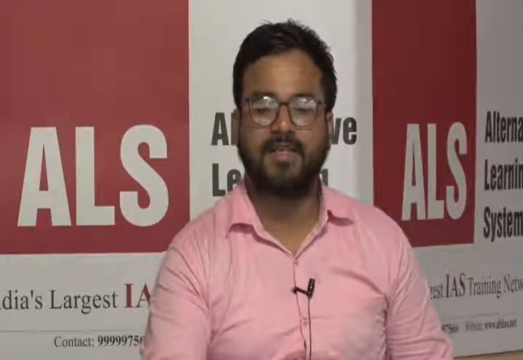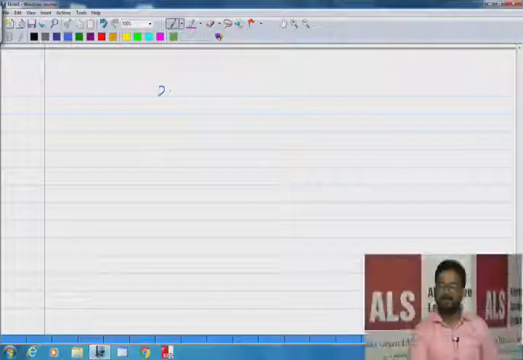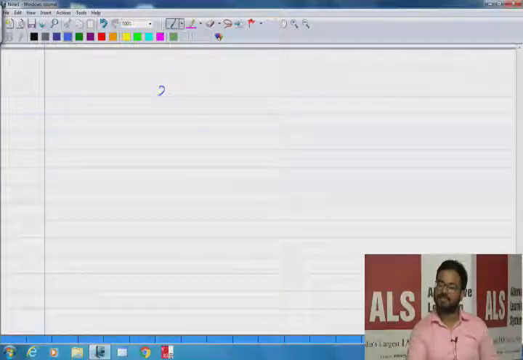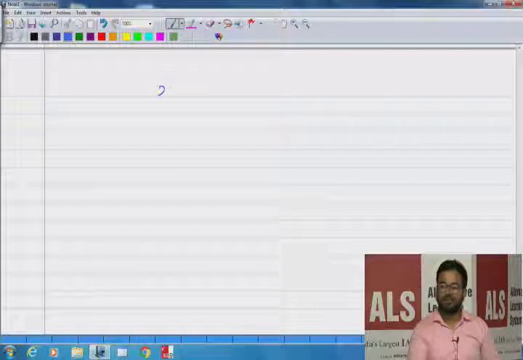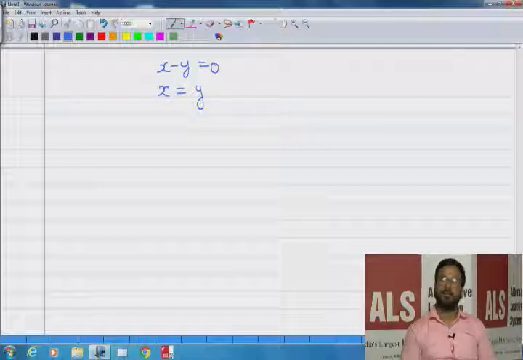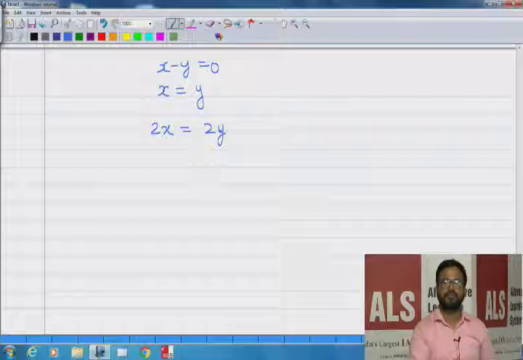So let's say, that's right, Shillong Center. Okay, so suppose x is equal to y, or you can say first step is x minus y is equal to 0, which is the linear equation in two variables. So x is equal to y, right? Multiply both the sides by 2. So 2x is equal to 2y.